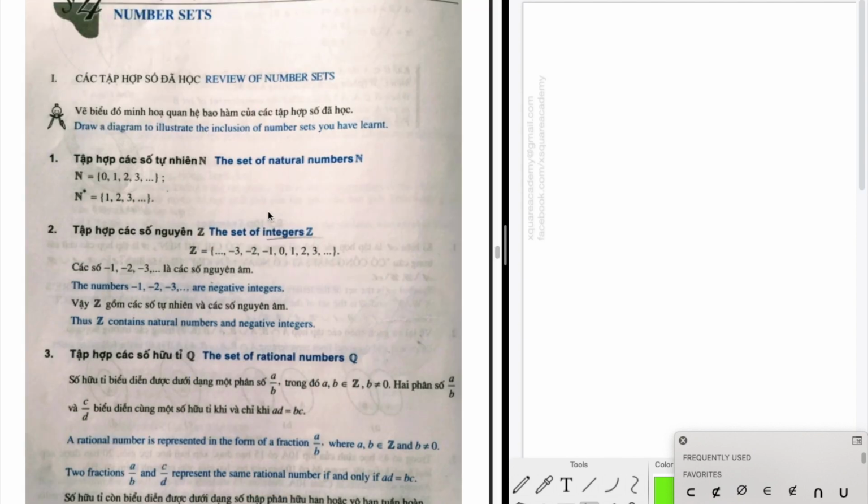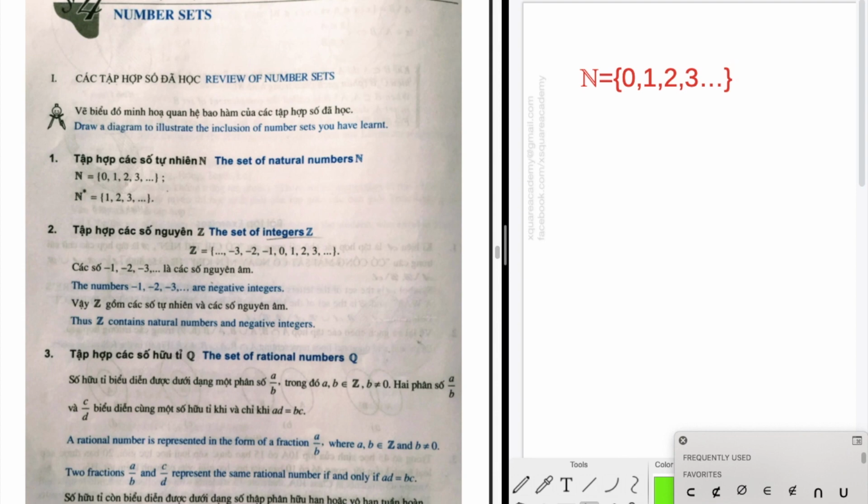The first number set is the set of natural numbers, which is denoted by the letter N, but it is not a simple capital letter. It is especially a letter with double middle lines. There are two kinds of natural numbers. The first, the set of natural numbers with 0, includes 0, 1, 2, 3, etc. and goes to positive infinity.